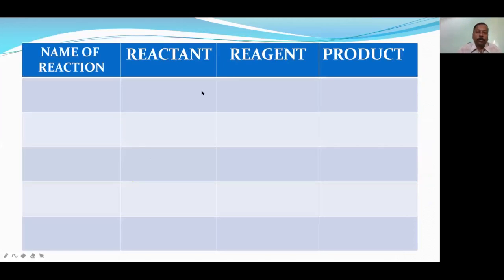I told you in the starting itself, whatever things you have studied, you have to keep in tabulated form. Before the board exam and entrance examination, only this table is going to help you. Name of reaction, like Wurtz reaction. Reactant is alkyl halide. Reagent is sodium in dry ether. Product is hydrocarbon with twice the number of carbon atoms. Like that, if you make notes, it is going to be very helpful.